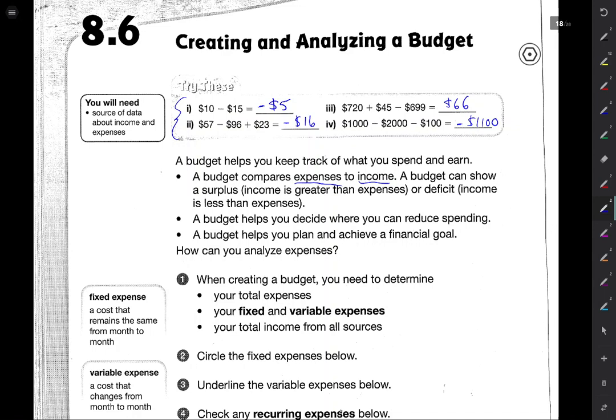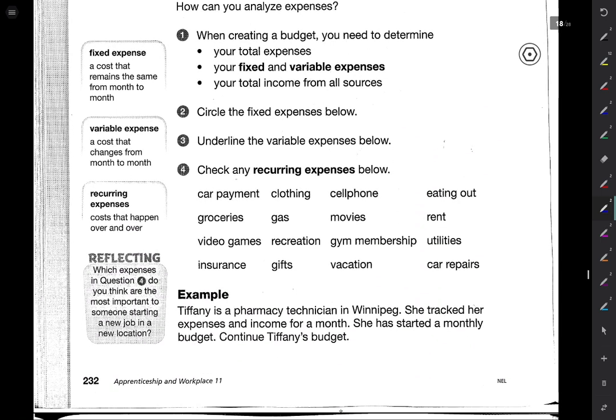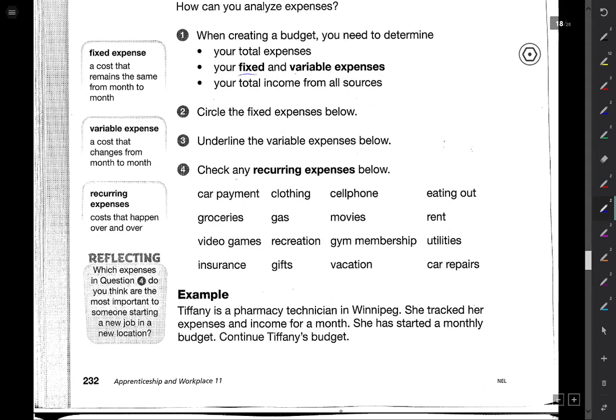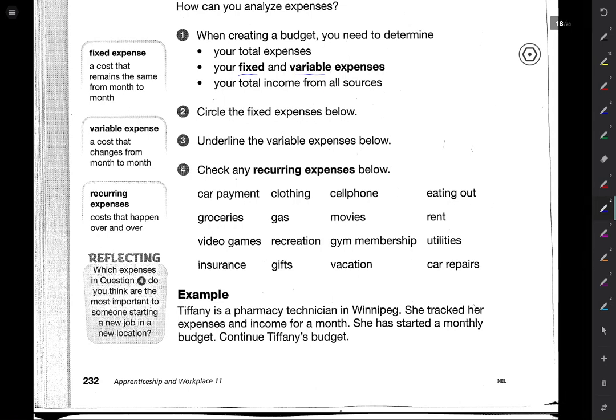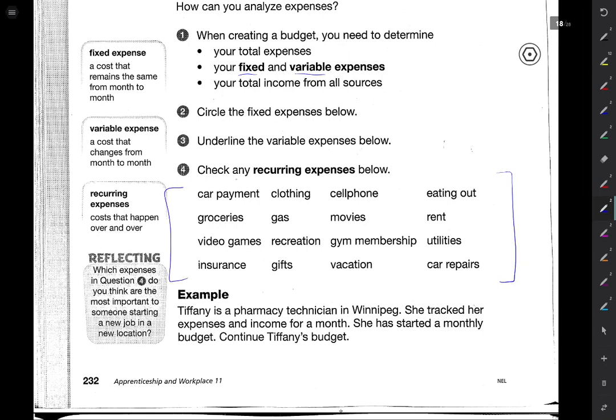A budget helps you decide where you can reduce spending, and a budget helps you plan and achieve a financial goal. How can you analyze expenses? So, if we're looking down here, it says when creating a budget, you need to determine your total expenses, your fixed and variable expenses, and we'll talk about those words in a second, and your total income from all sources. So they gave us a list of expenses down here. So let's start by circling the fixed expenses below.